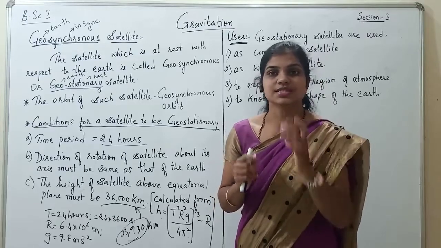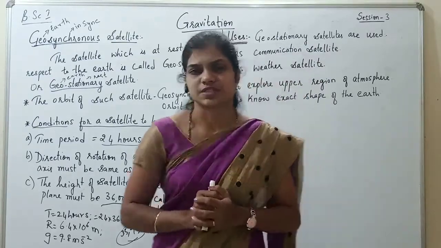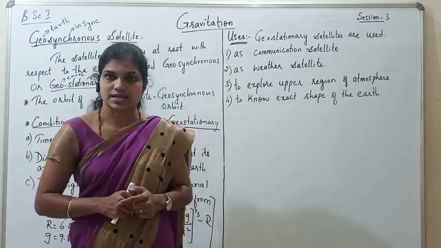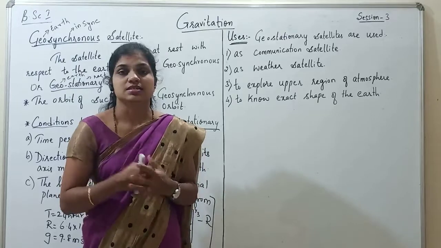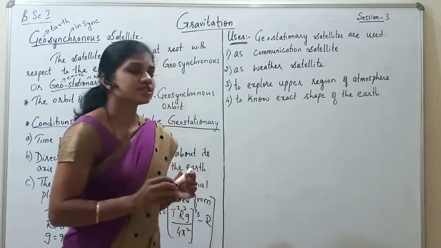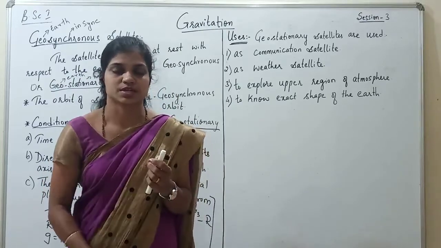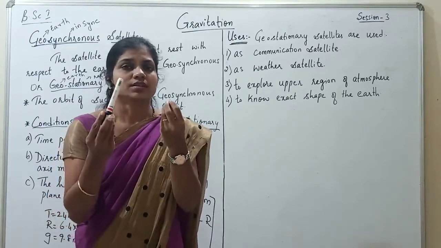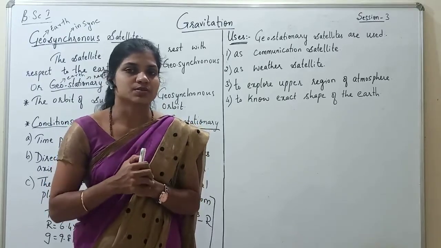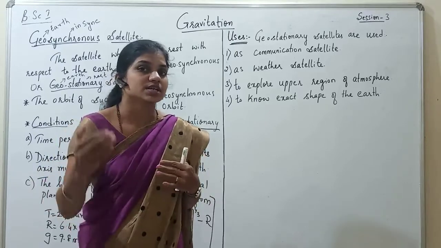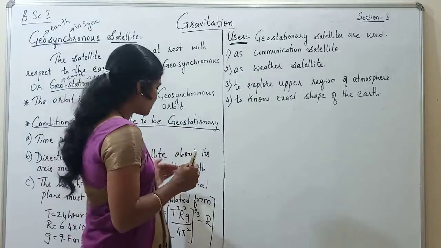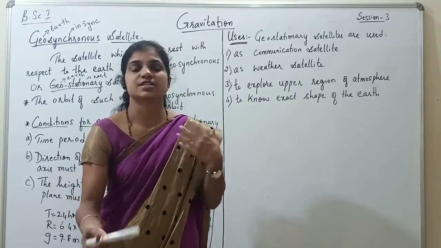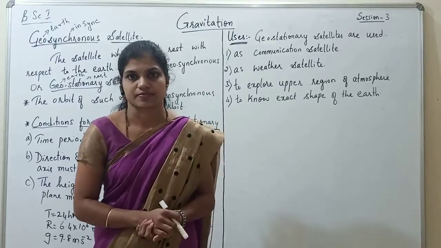geostationary or geosynchronous. Now what are the uses of these? Why do we require geostationary satellites? They are used as communication satellites to send messages and to telecast TV channels. If geostationary satellites are not used for communication, and some other satellites are used, the time period is not 24 hours. If the time period is not 24 hours, the signal does not reach the receiver at the right time. Since the time period is 24 hours, both the bodies are moving together at the same pace, and the signal is reached instantly.